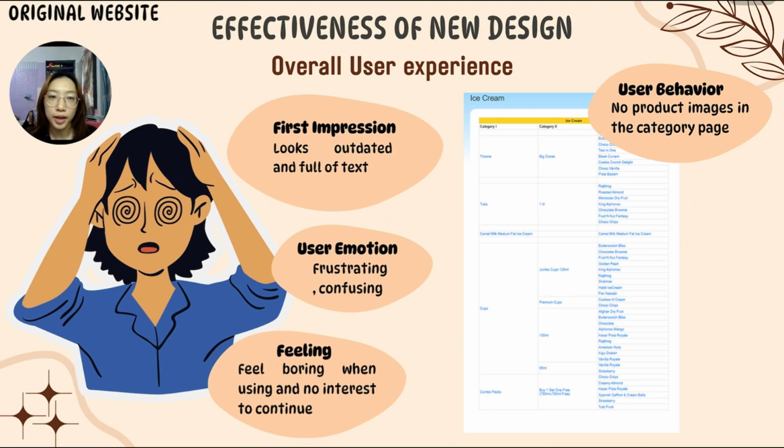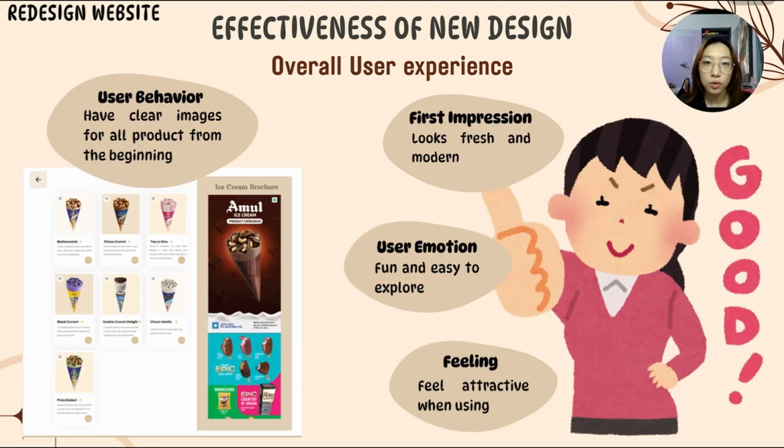and full of text. User emotion may be frustrating and confusing, and they might feel bored and not interested to continue. The table shows no product image in the category page, which does not attract the user's interest in the product. In the redesign, we gave a much better experience for the user.